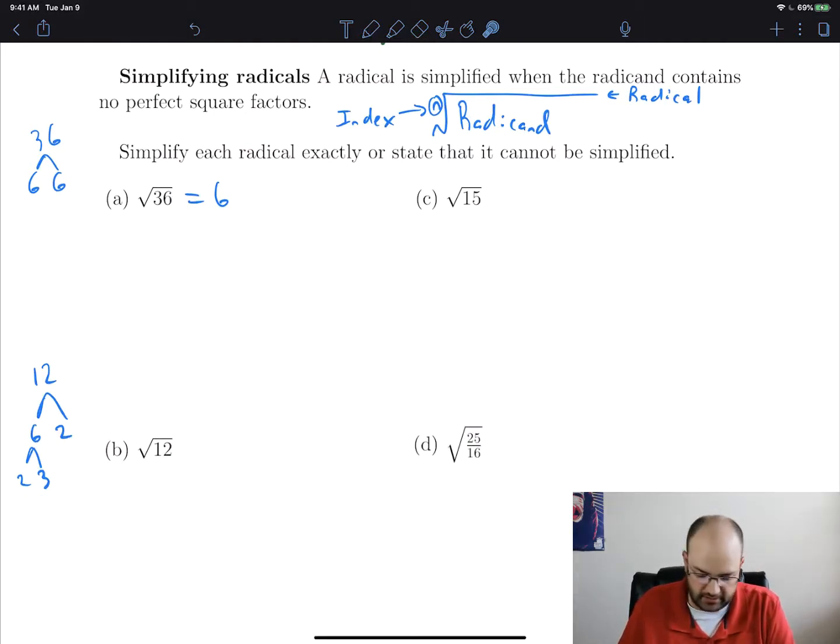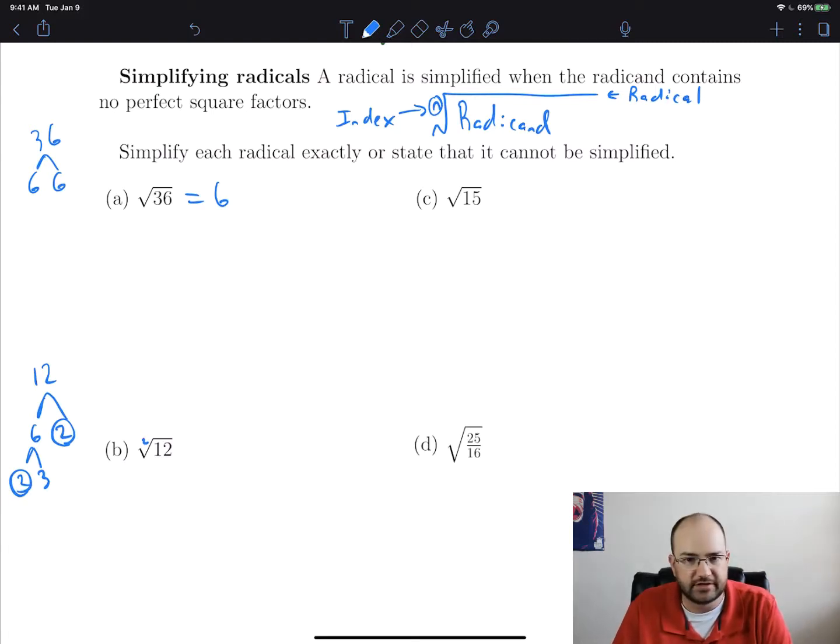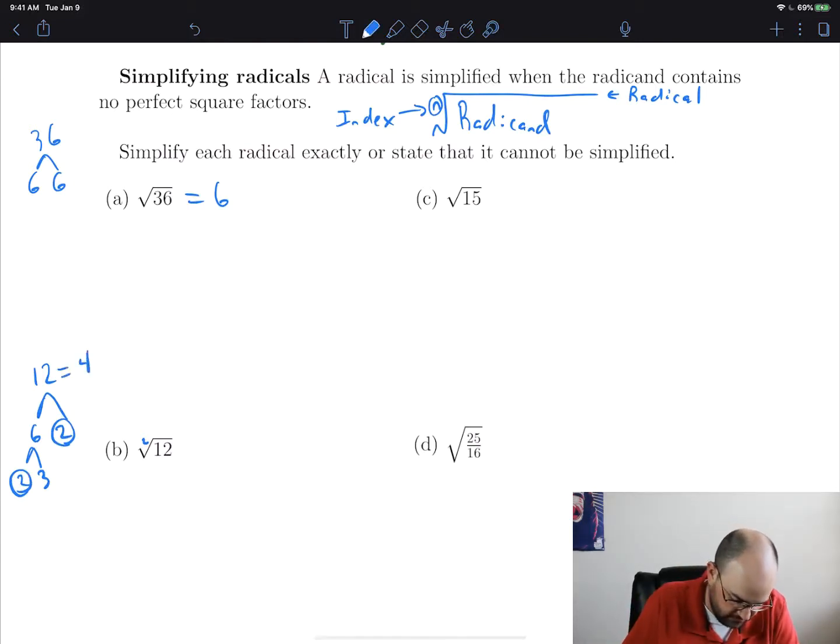So here's the thing. With a square root, there is an understood 2 right there. Now, what that's telling me is I want to look for pairs of primes. So I'm going to go ahead and look and see, oh, there's a pair of 2's there. So I'm going to go ahead and circle those. This 3 does not have another pair to go along with it. So what I'm going to do is multiply everything that is circled together. So 2 times 2 is 4. And everything that's not circled, I'm going to multiply together. 3 times, well, there's nothing else, so just 3.